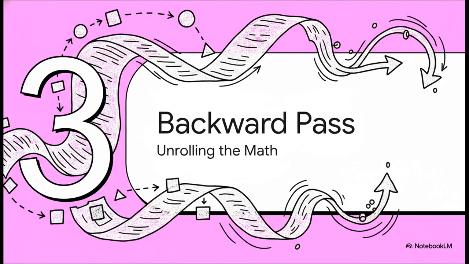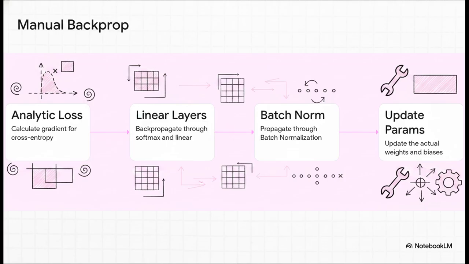Section 3, unrolling the backward pass. We're going to take a forward pass and break it down into its smallest, absolute, most atomic mathematical pieces and trace the gradient as it flows backwards. The logical sequence is actually incredibly beautiful once you map it out.